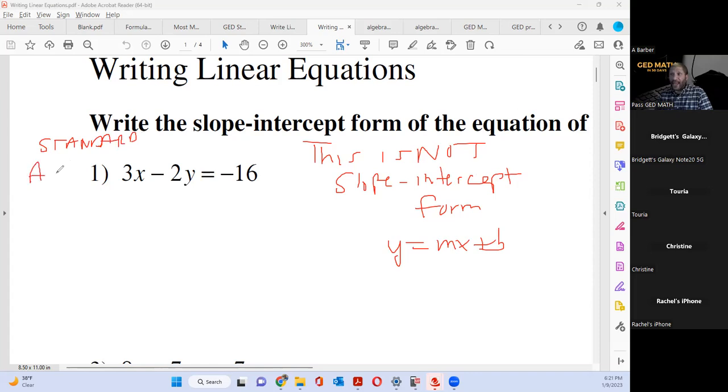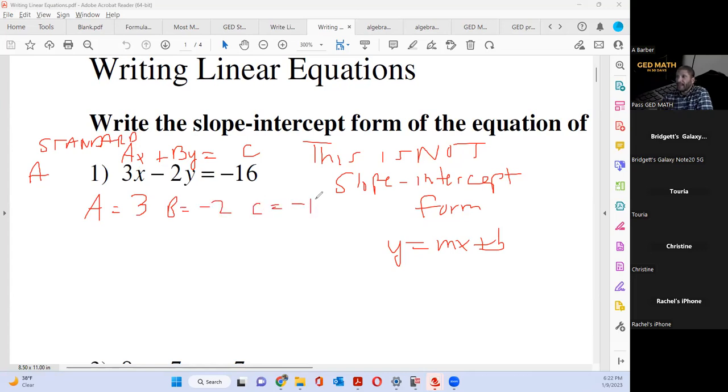Which is Ax + By = C. All you're doing to identify A, B, and C is identifying the coefficient in front of the variable for x and y, and the constant that's on the opposite side of the equal sign. So A is what? Not 3x. Remember, A is what's in front of the x. 3. B is what? Minus 2. C is what? Minus 16.